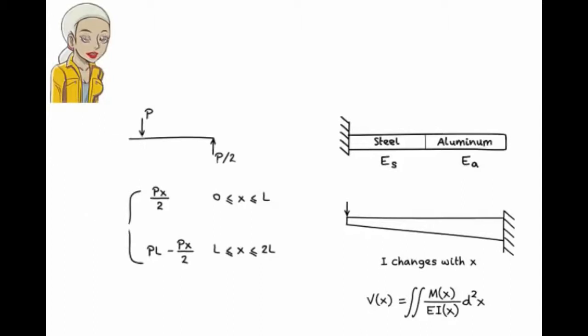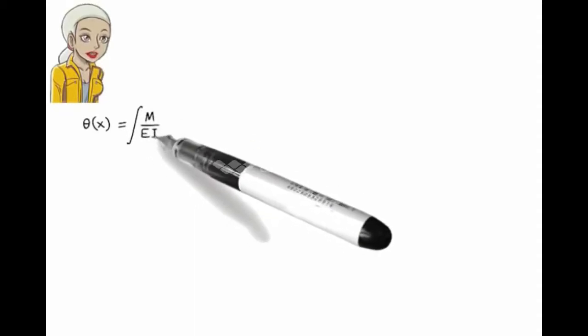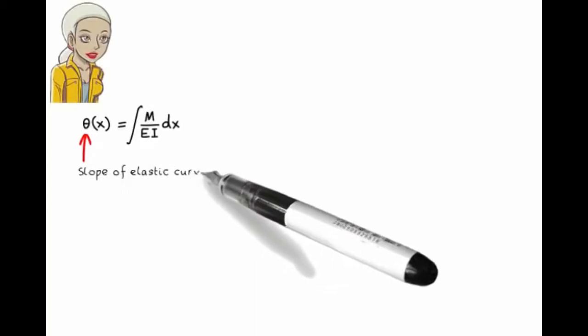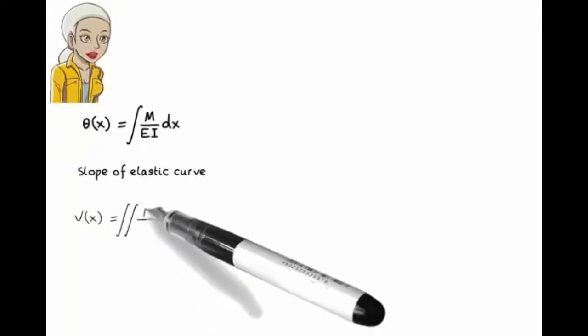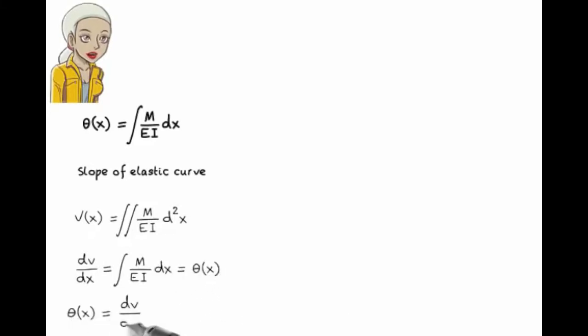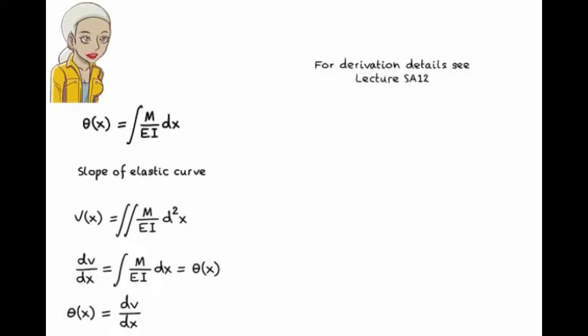Before we proceed, let's define another equation associated with this method, the first integral of M over EI with respect to x. This is called the slope equation. It defines the slope of the elastic curve in terms of x. Observe that theta of x equals dv/dx, since v is defined as the second integral of M over EI. Here, I'm going to use these equations without deriving them. If you want to learn how they came about, see lecture SA12.